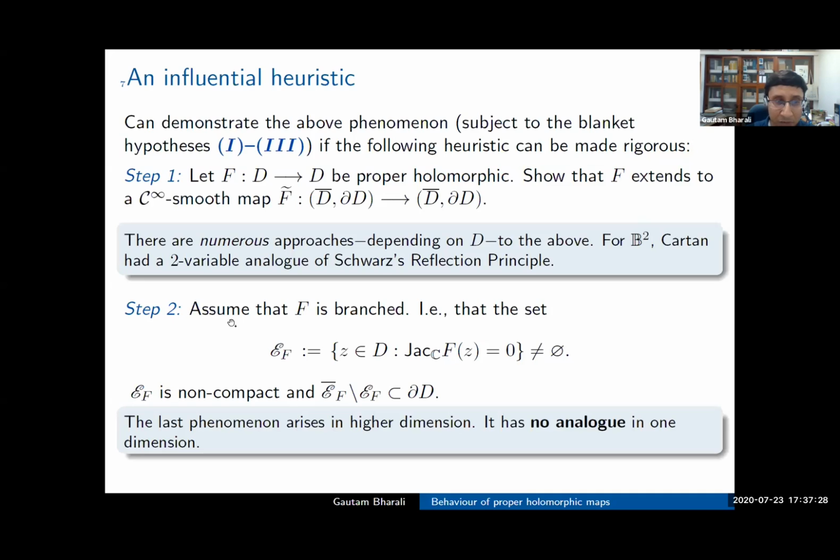Then it turns out that for dimension 2 and higher, this set is going to be non-compact. And when one looks at the closure of this set in the ambient C^n, then all the limit points that E sub F picks up that are not already in E sub F lie in the boundary.